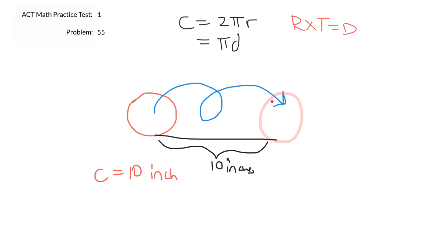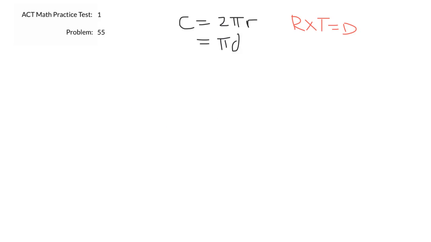Now that's just one full revolution. Now, if there's 200 of these revolutions, well, this wheel is going to travel 200 times 10, and therefore it would travel 2,000 inches. Okay, so that's important to understand. And it turns out that in this problem, you're also going to have to be fairly skilled when it comes to unit conversion, which we're going to get to soon.